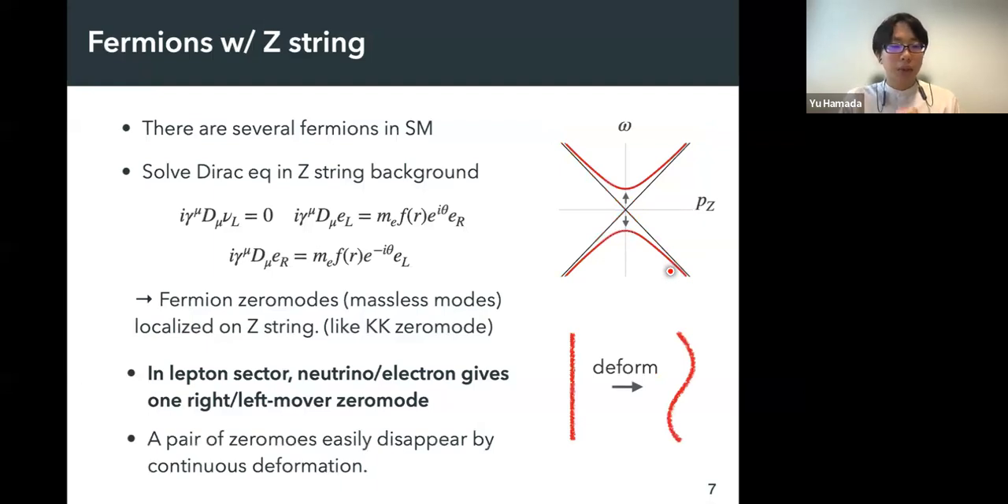But such a pair of zero modes easily disappears by continuous deformation, because if we deform the Z-string object, then this pair of massless modes easily gets some finite mass, like this red one. So that means these massless modes easily disappear after performing some continuous deformation of the string.